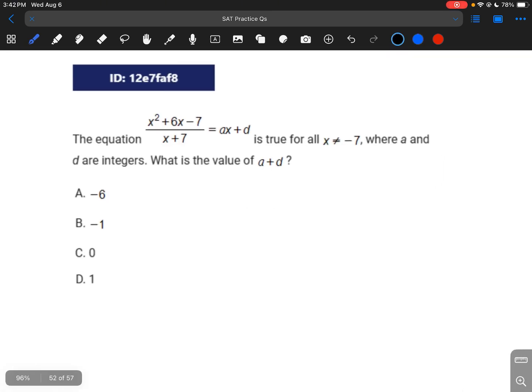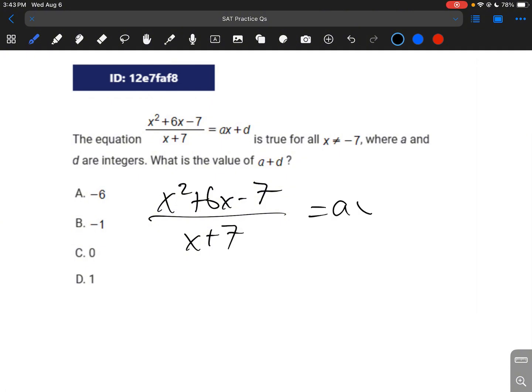Now, a very common problem on the SAT, which you're most likely going to see, is to be able to write an equation in terms of another, or solve for an equation in terms of another equation. So in this case, we have some equation here and some equation here. So we need to find what is a and what is d and add them together. So let's start by rewriting the problem. (x squared plus 6x minus 7) over (x plus 7) is equal to ax plus d.